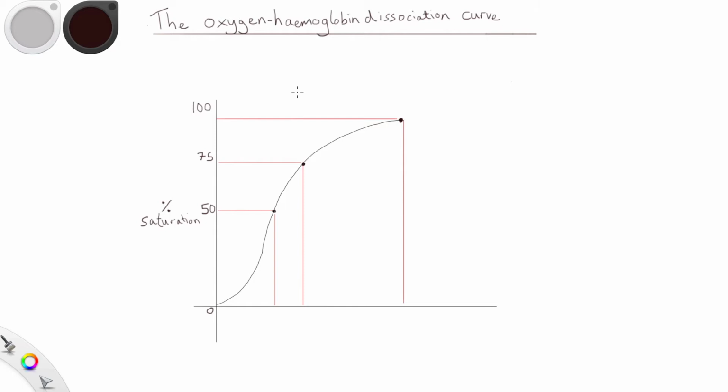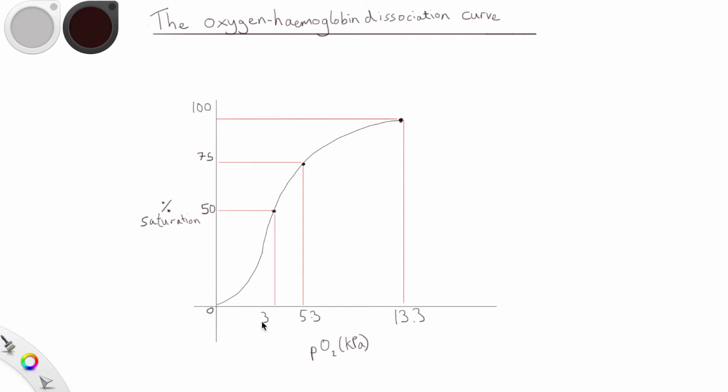The oxygen-haemoglobin dissociation curve is a graph relating the percentage of hemoglobin saturated with oxygen to the partial pressure of oxygen. Arterial PO2 is 13.3 with a hemoglobin saturation of 97%. It is not 100% due to venous admixture constituting physiological shunt. Venous PO2 is 5.3 kilopascals with a hemoglobin saturation of 75%.